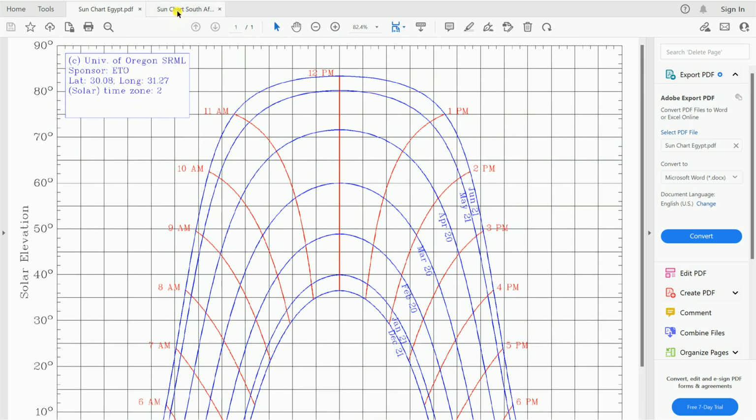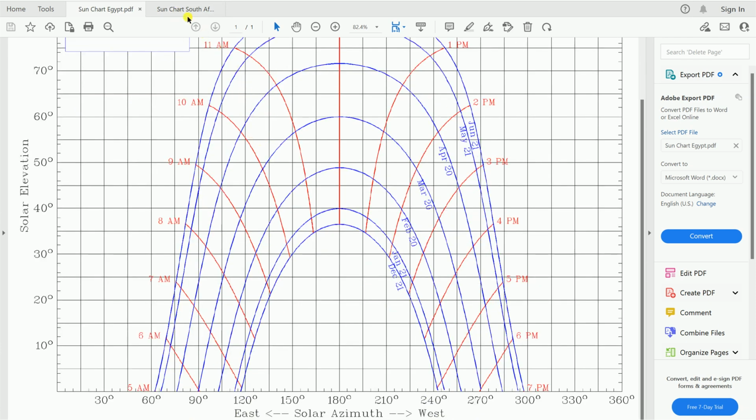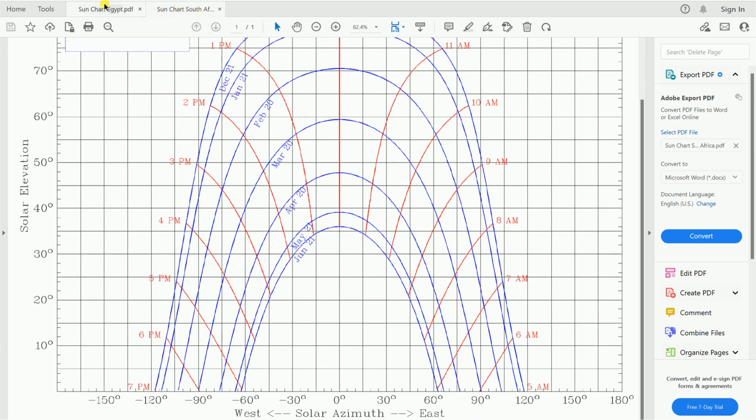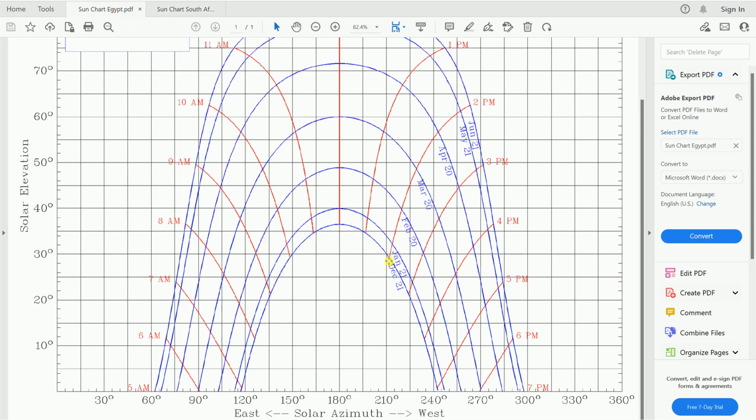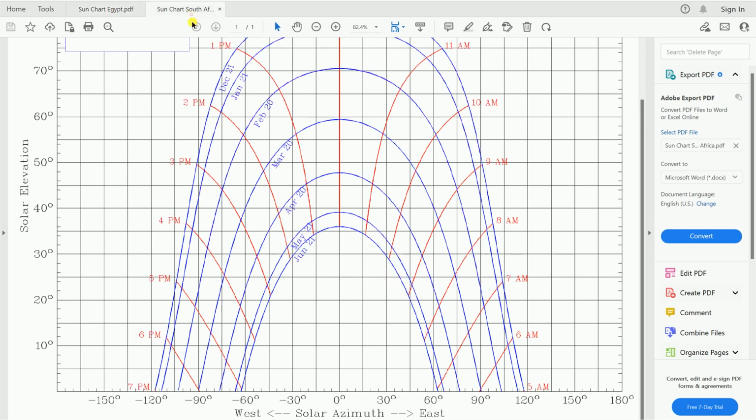Now let's look at South Africa and understand the difference. This is the sun chart for South Africa. The first thing you will notice is December 21, January 21, February 20, March 20, and so on until June 21. You can see the lowest curve here is June 21, unlike Egypt, in the northern hemisphere, where it is December 21. Why? Because South Africa is in the southern hemisphere.